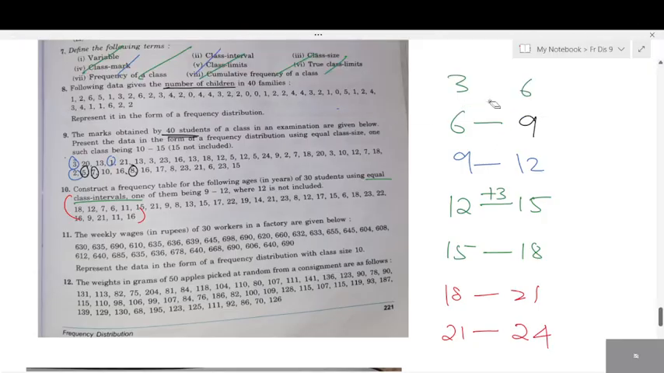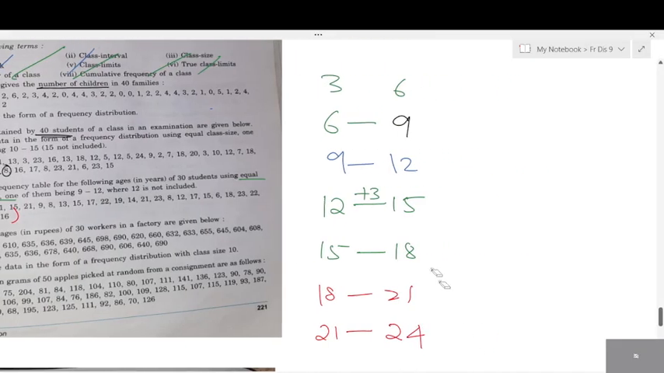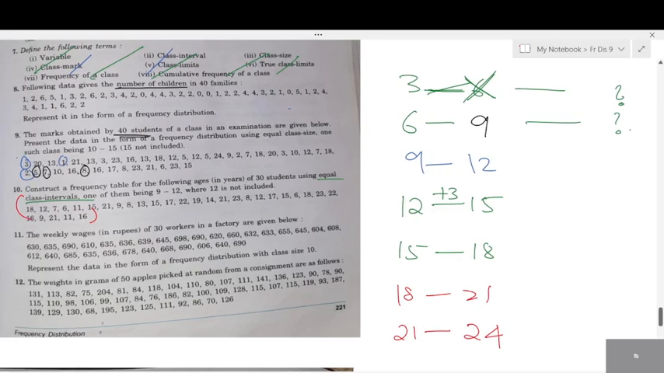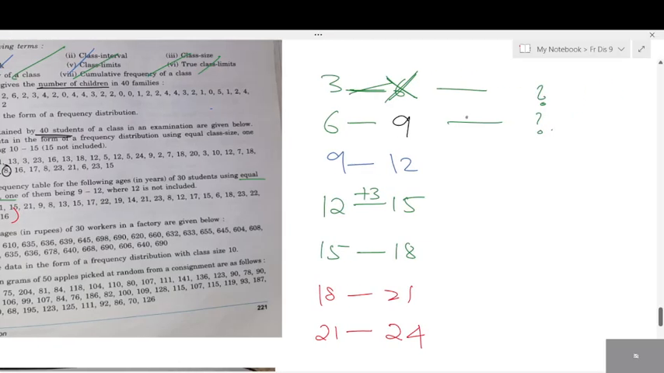No. See, I'll tell you the reason, students, why we don't write 6 and 3. The reason is which one we need to include and which one we need to exclude. Upper limit or lower limit? Upper limit we exclude. So where do you write 6? You write 6 in the first column or second column? Where do you write 6, students? The data 6 is given. Where do you consider 6? In the first column or second column?